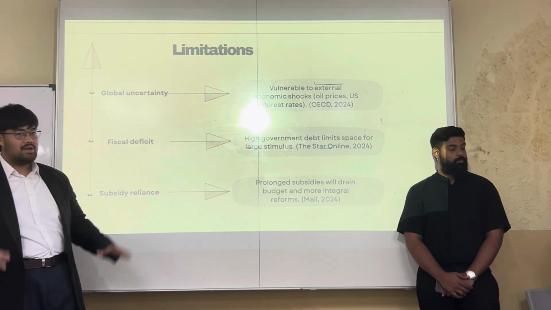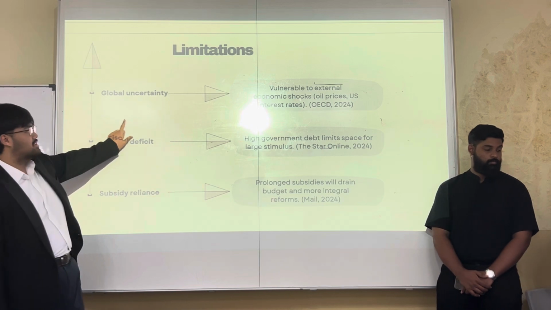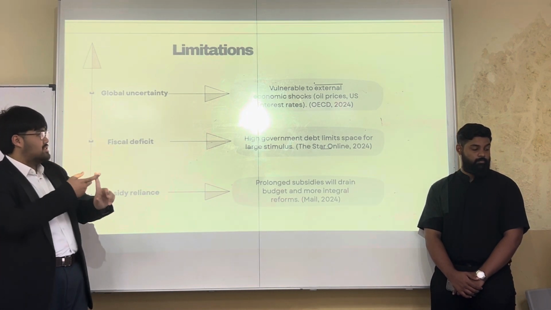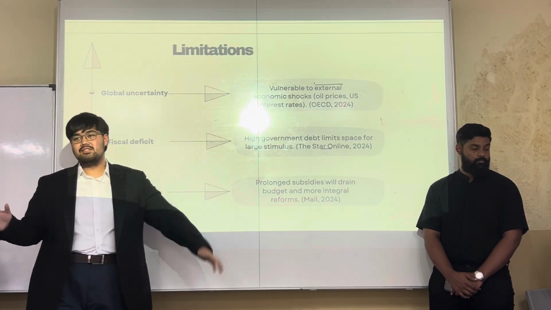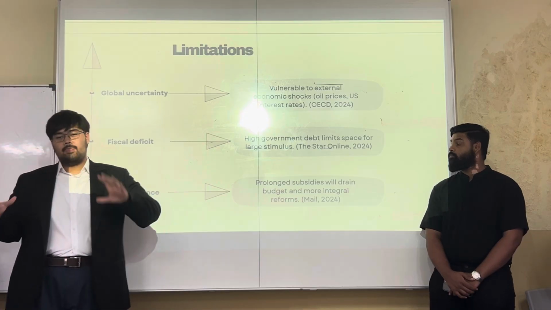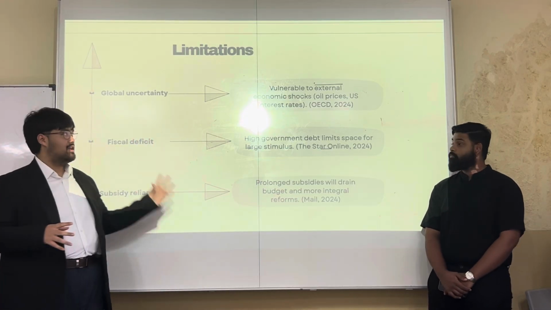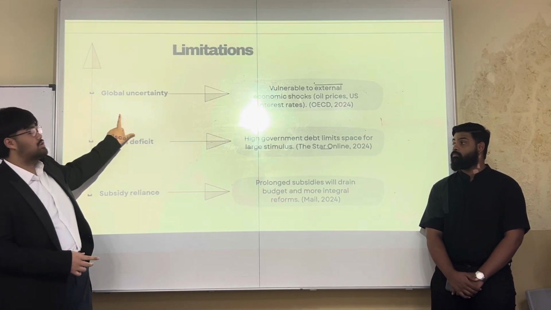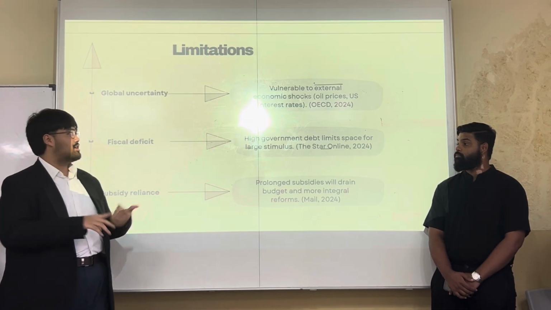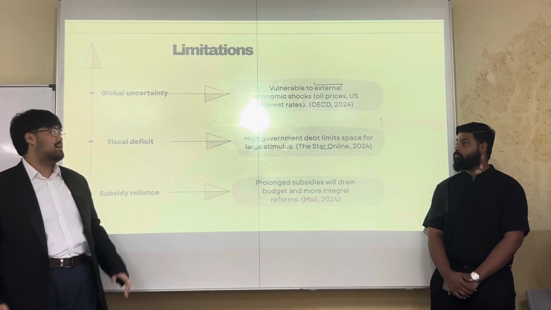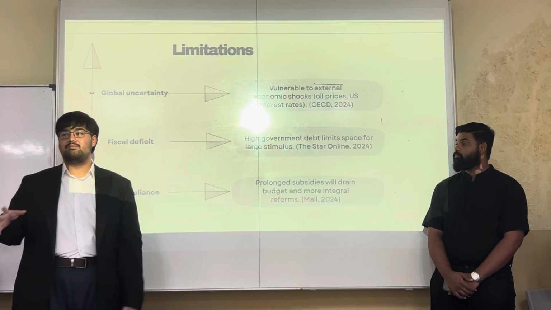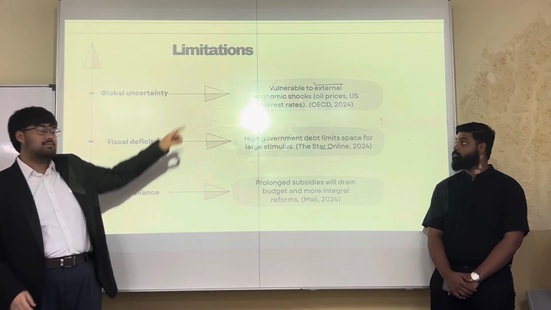Limitations. So now let's talk about what limits us. Global uncertainty. Vulnerable to external economic shocks, oil prices, US interest rates, those are just examples. So what does global uncertainty mean? Well, with Malaysia, like I said previously, we have to assume everything is stable. This is what happens if you assume nothing is stable. So if US markets were to crash, we will be affected. If China markets were to go down, we will be affected. Basically anything global that happens, Malaysia will be vulnerable.